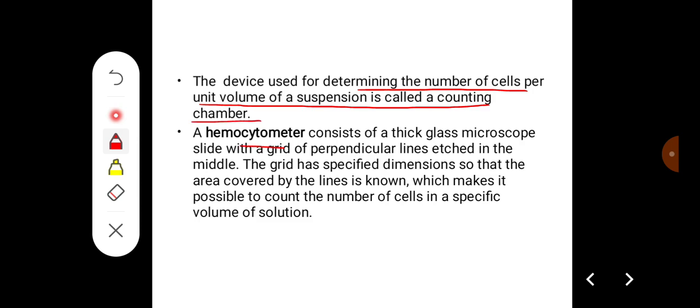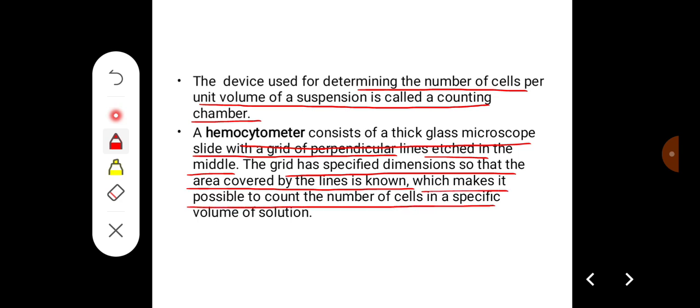A haemocytometer consists of a thick glass microscope slide with a grid of perpendicular lines etched in the middle. The grid has specified dimensions so that the area covered by these lines is known, which makes it possible to count the number of cells in a specific volume of a solution. The principle of haemocytometry is to count the number of cells in a specific volume of a diluted solution and convert it into the number of cells in 1 cubic millimeter of undiluted solution.